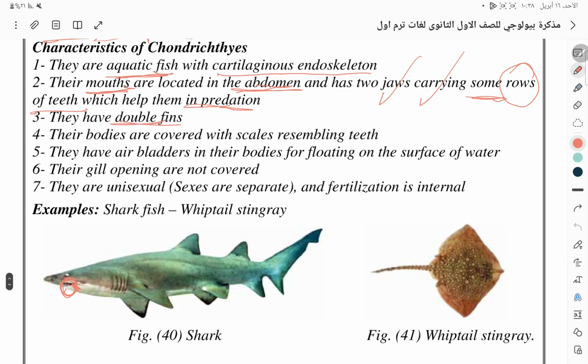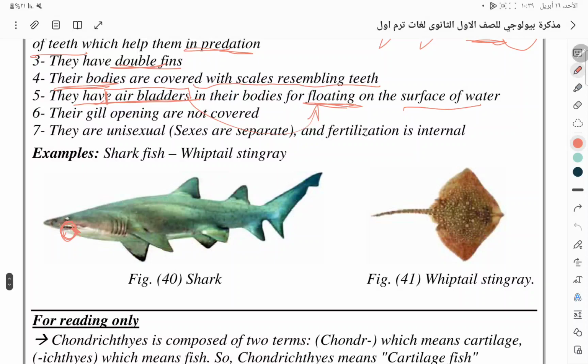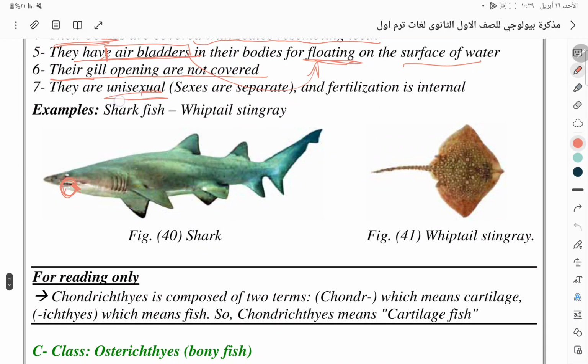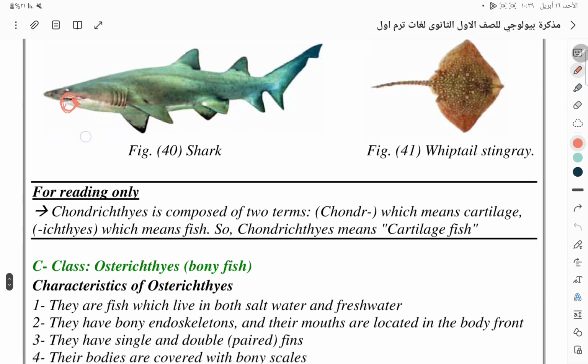They have double fins. Their body is covered with scales resembling teeth, and they have an air bladder. Why an air bladder? It helps their body float on the surface of water. Their gill openings are not covered. They are unisexual, and their fertilization is internal, like shark fish.